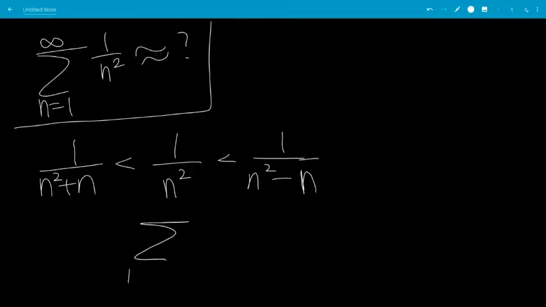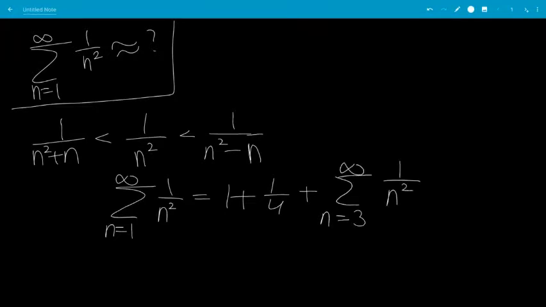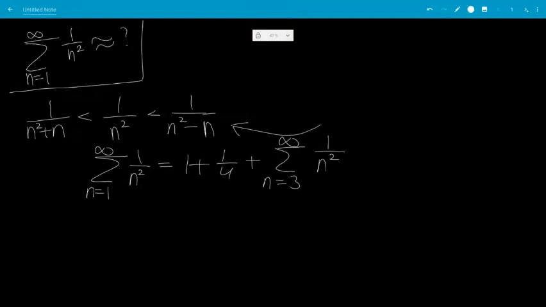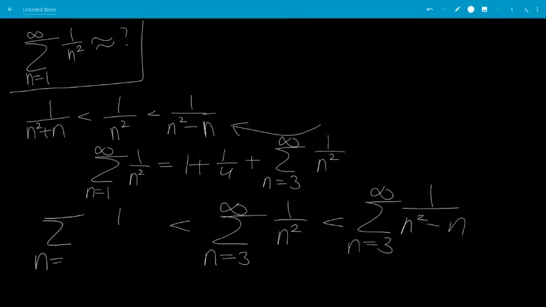So the sum, as n goes from 1 to infinity, of 1 over n squared. Well, let's just take a couple of terms out. So this would be 1 plus 1/4, that'd be 1 over 2 squared, plus the sum as n goes from 3 to infinity of 1 over n squared. And we can use this fact. So the sum, as n goes from 3 to infinity, of 1 over n squared is less than the sum, as n goes from 3 to infinity, of 1 over n squared minus n, and is greater than the sum, as n goes from 3 to infinity, of 1 over n squared plus n.